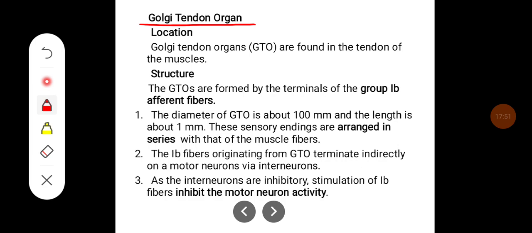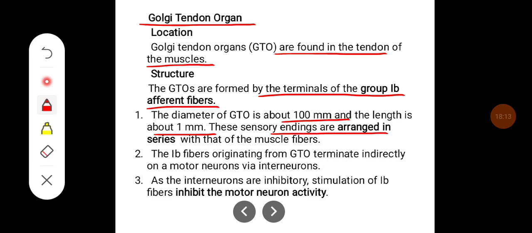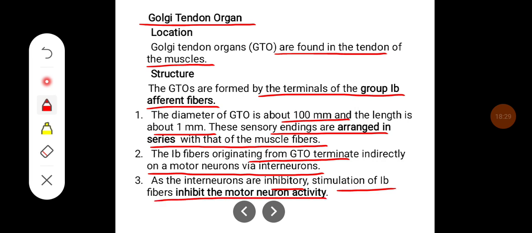Golgi tendon organs. Golgi tendon organs are found in the tendon of the muscles. These Golgi tendon organs are formed by the terminals of group 1B afferent fibers. The diameter of GTO is about 100 micrometers and the length is about 1 millimeter. These sensory endings are arranged in series with that of muscle fibers. The 1B fibers originating from Golgi tendon organ terminate indirectly on alpha motor neurons via interneurons. As the interneurons are inhibitory, stimulation of 1B fibers inhibits the motor neuron activity.